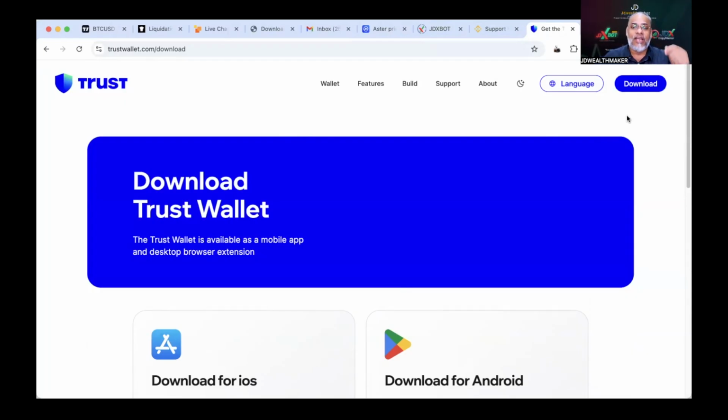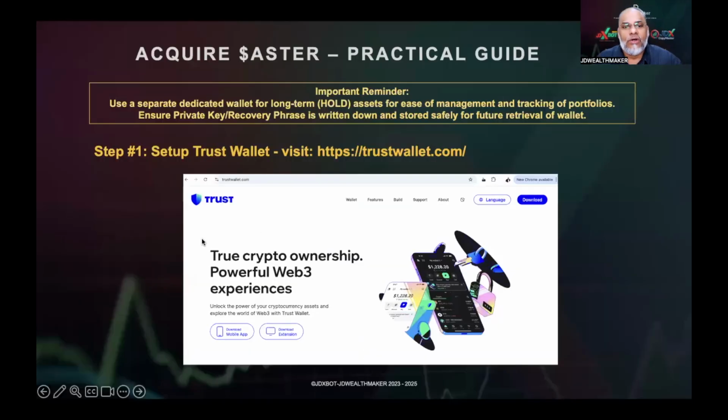Once you have downloaded it, just a moment. Once you have downloaded, what you will have is basically like this. Let me get back to my slide first. That's the first thing that you need to do.